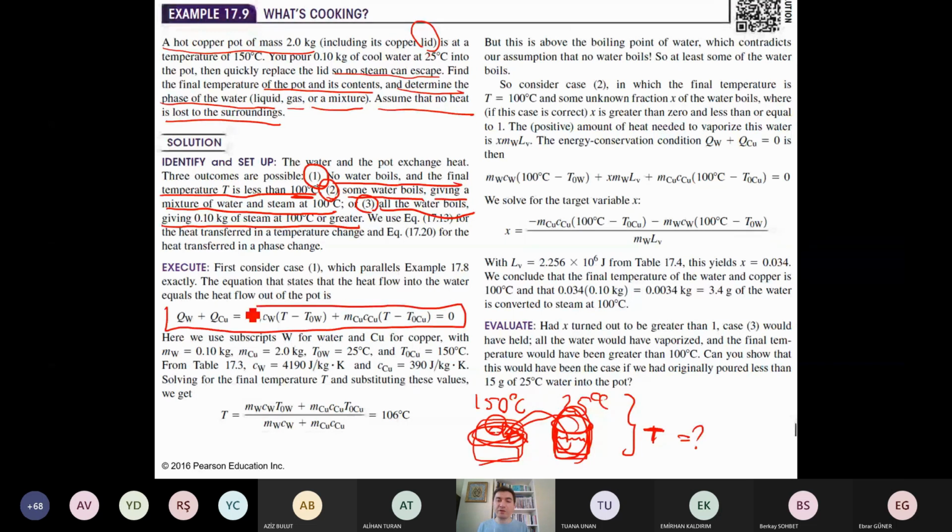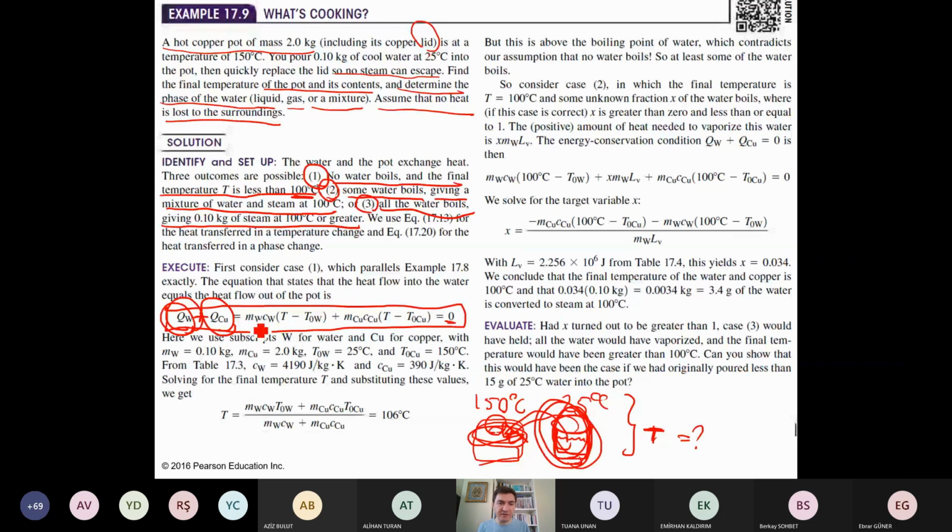Water was liquid at the beginning, and here again it is liquid, but its temperature increases, okay? Then here we have Q water. Water takes heat from the copper pot, plus here we have copper pot gives heat to the water, okay? And in total it is equal to 0. So this is mC delta T for the water. This is the mC delta T for the copper pot, okay?